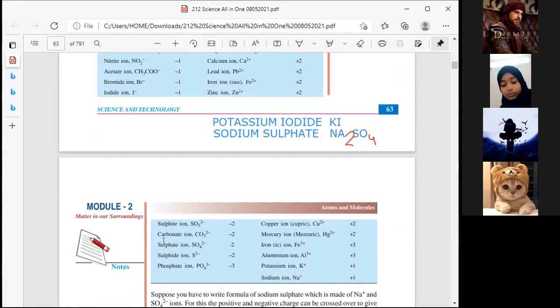See here. Can you see the sulfate ion? How much is sulfate ion given here? SO4, 2 negative. Am I right? Yes or no? Can you see this, bacha log?